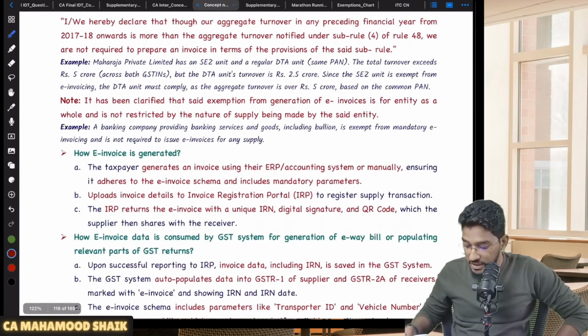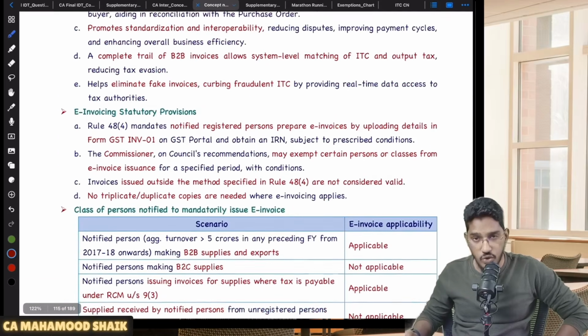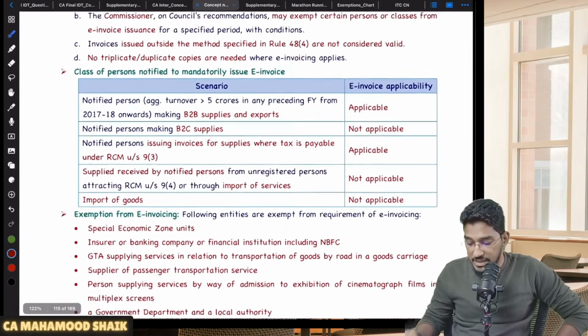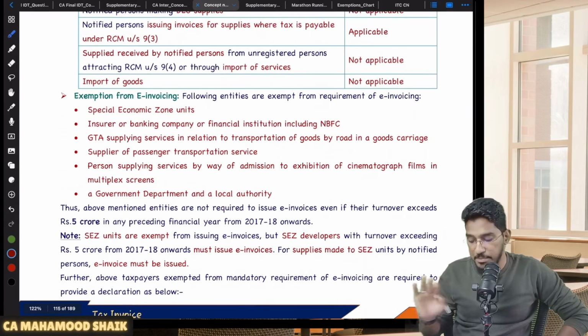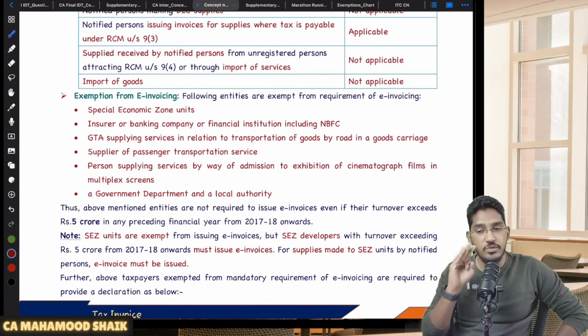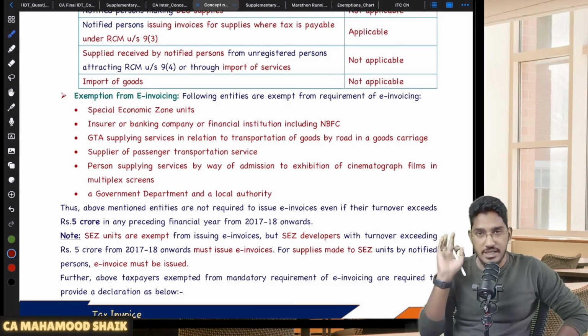Right. Sir, is this e-invoice required to be generated for each and every one? No. It is only required to be generated for B2B supplies. E-invoicing is required to be generated only for what? B2B supplies. Only for B2B supplies. For B2C supplies, e-invoicing is not required. For B2B supplies, only e-invoicing is applicable.